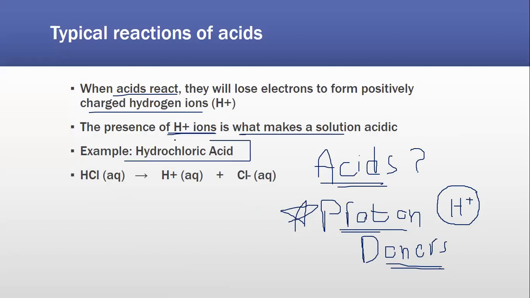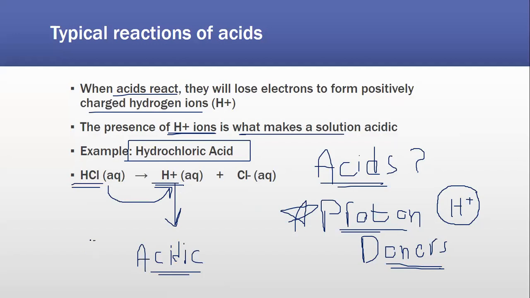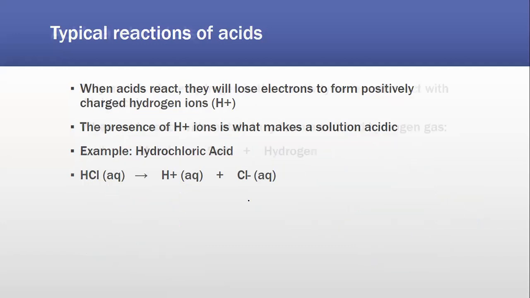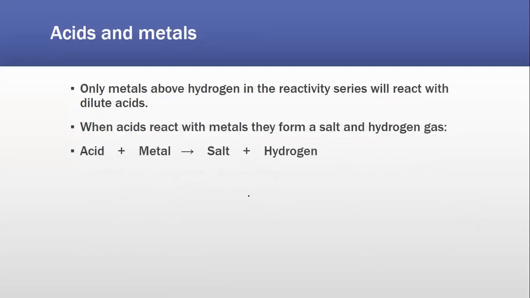For example, hydrochloric acid. HCl is also an acid. It is going to produce H plus ions when dissolved in water. These H plus ions are the ions that make the HCl acid acidic. H plus ions ही किसी भी चीज को acidic बनाते हैं. Wherever you see H plus ions, the solution would be acidic. And what's the definition of acids? They are proton donors which produce H plus ions and they ionize in water. Only metals above hydrogen in the reactivity series will react with dilute acids.